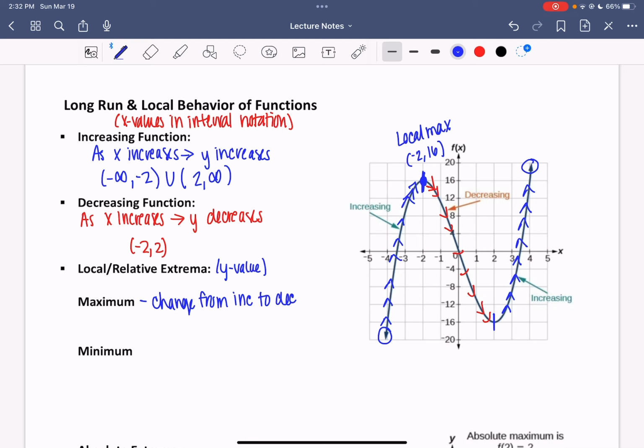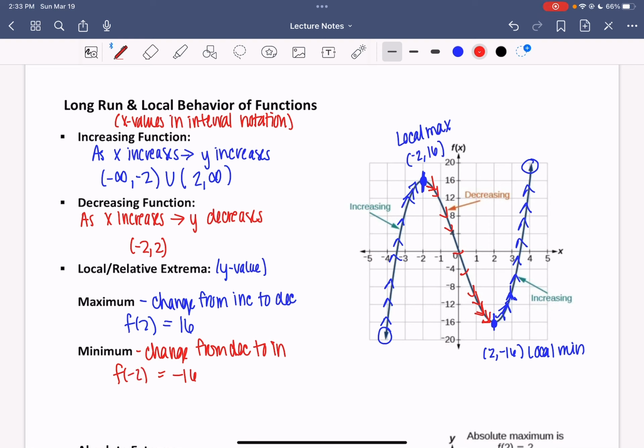Now with your minimum, this is the reverse of this. So we would say this is when you change from decreasing to increasing. So you can see we're decreasing down here, and then we change to increasing. So right here at this point, this is +2, -16. This is where you would have a local minimum or a minimum value. And so they say, what is the maximum value? The maximum value is 16, or f of -2. And they'll say, what is the minimum value? It's -16, and that occurred at f of 2.